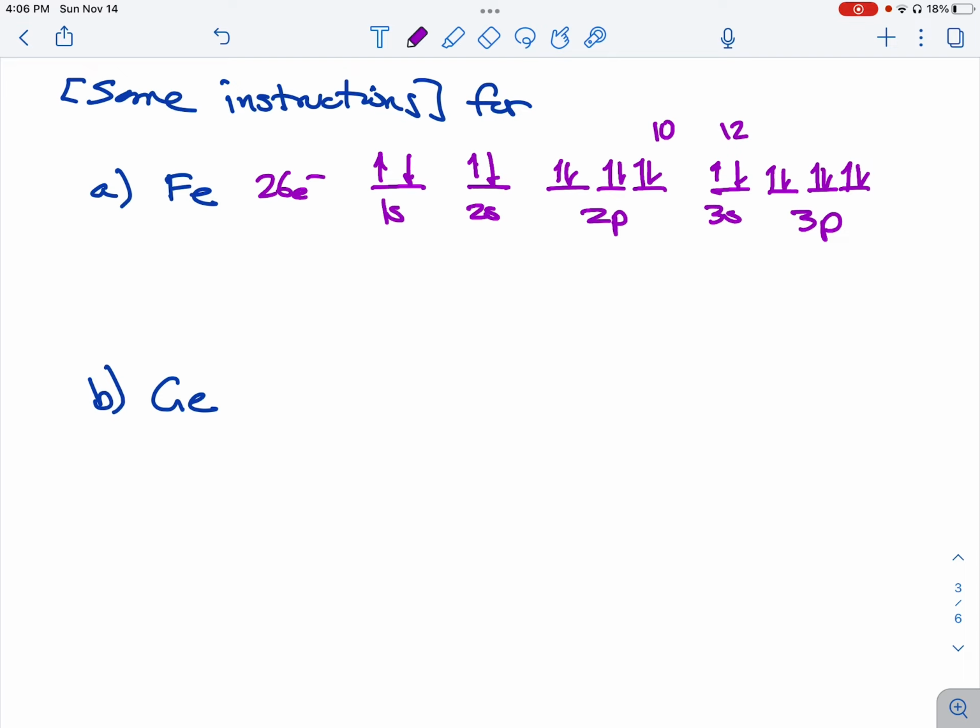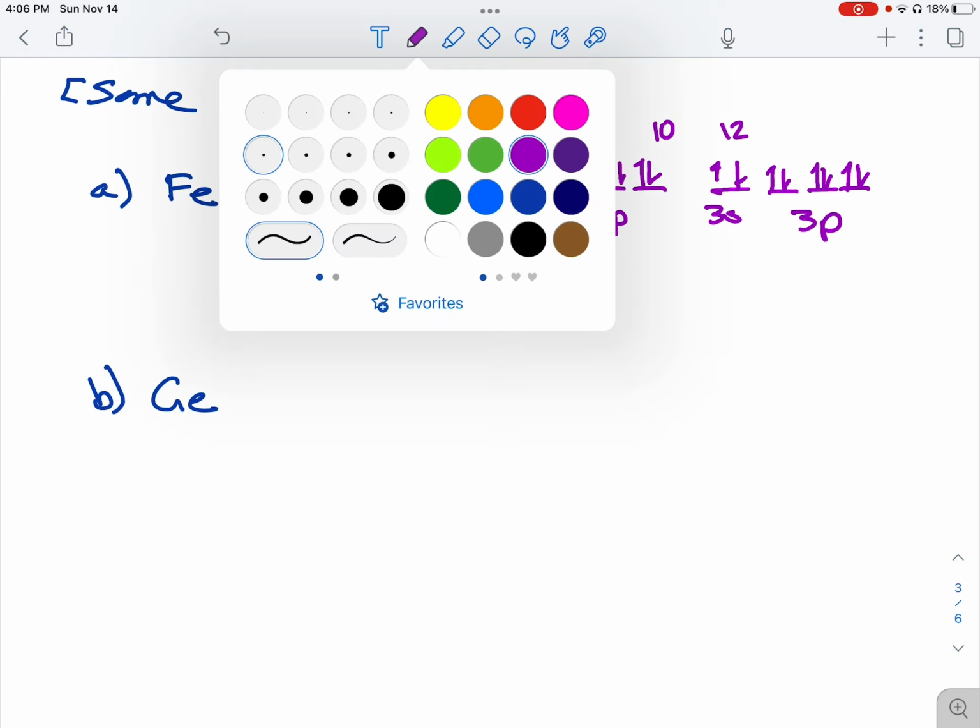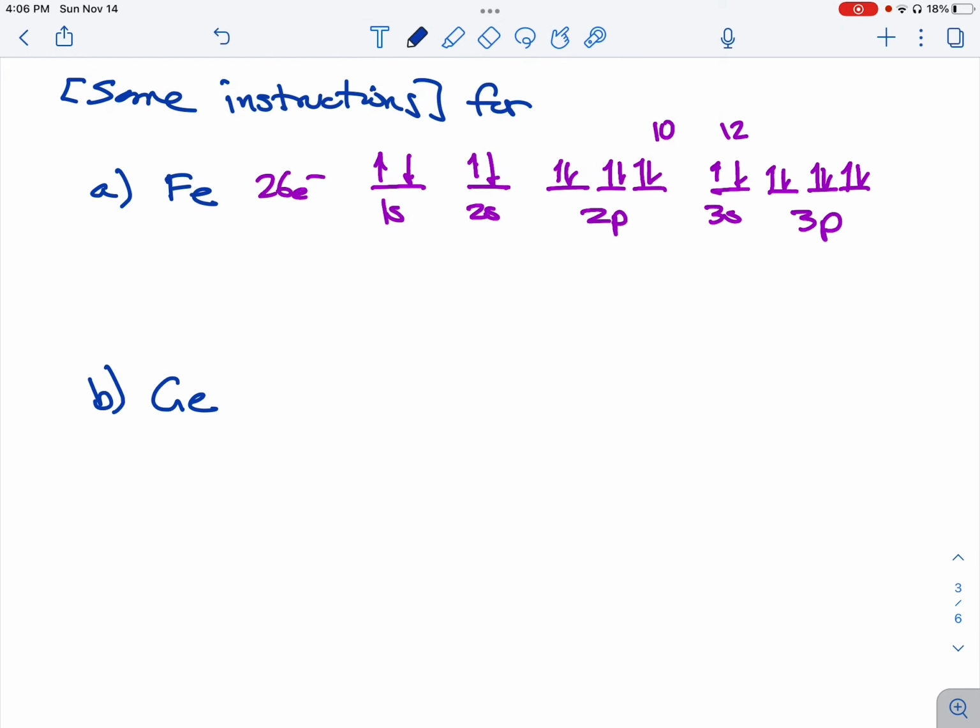Now, after 3p, the orbital energy gets a little weird. And the way we remember what the orbital energy is, you can go look it up, or you could memorize the list, but there's a little helpful way to remember what it is. What we're going to do, I'm going to draw this in a little different color. We write out the orbitals that can exist in this kind of stair-step fashion.